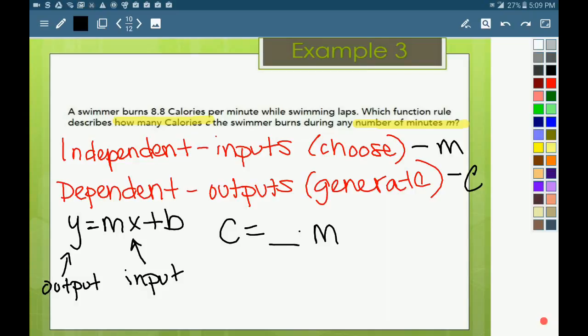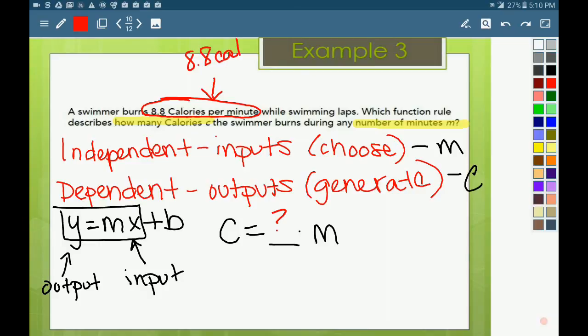And then it doesn't say we need to add anything to it, so I'm just going to keep it in y equals mx form. So we need to figure out what we need to put in for the rate of change, or the slope here. And if we look, it says a swimmer burns 8.8 calories per minute. Per minute. That indicates a rate of change. So our rate of change here is 8.8 calories per 1 minute. So I'm going to plug in 8.8 into my equation. C equals 8.8 m. That would be our function rule.